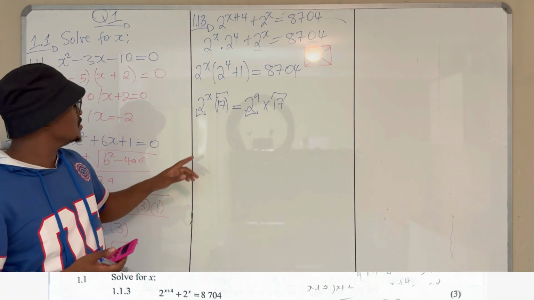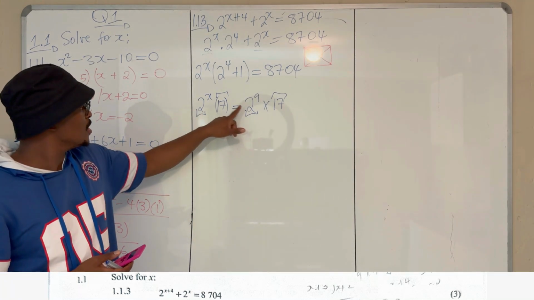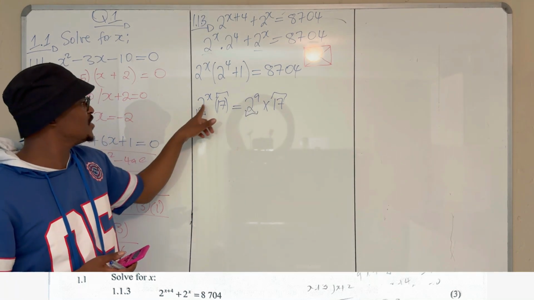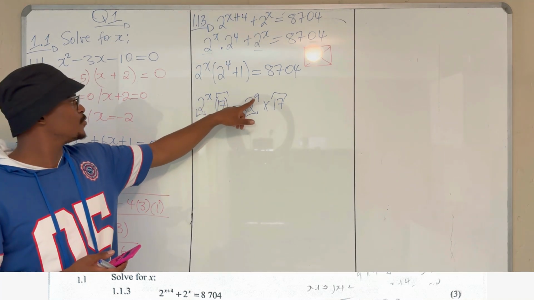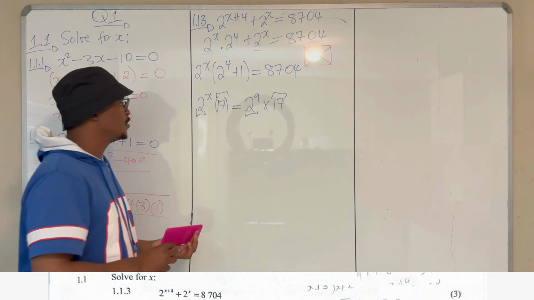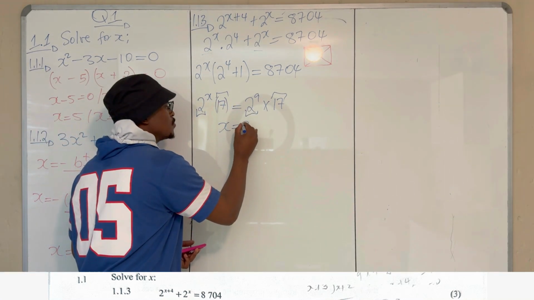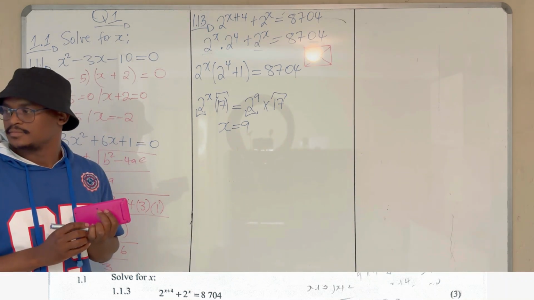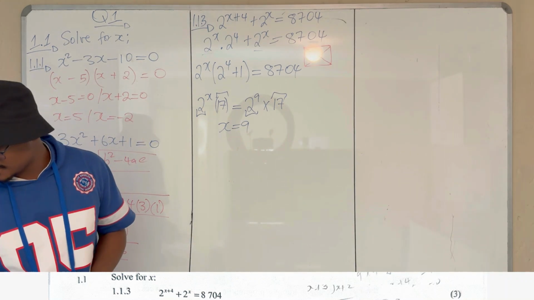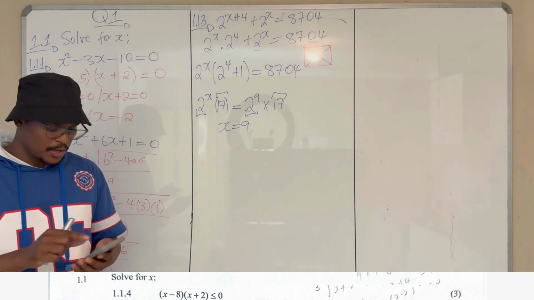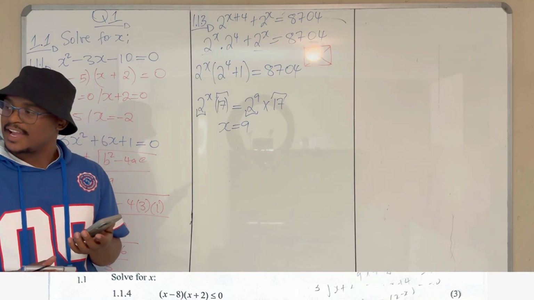So if you're looking at it, this 2 is this 2, this 17 is 17, which means if these two are equal, that x has to be 9. So your x equals 9. Are you happy? Next. So this is an exponent, this is an inequality.